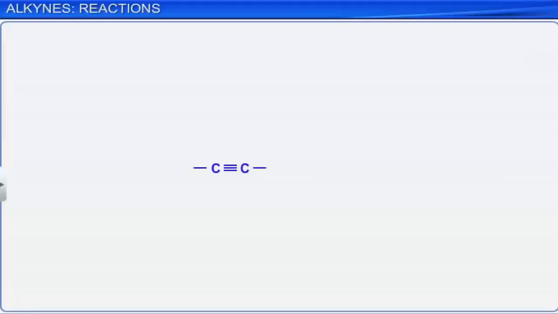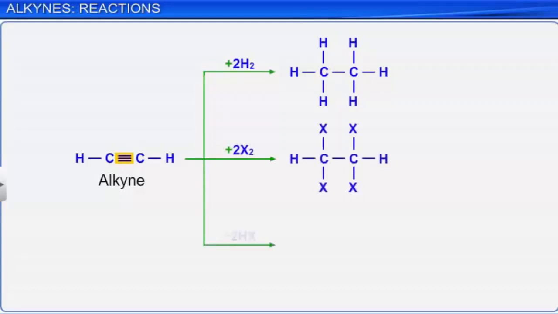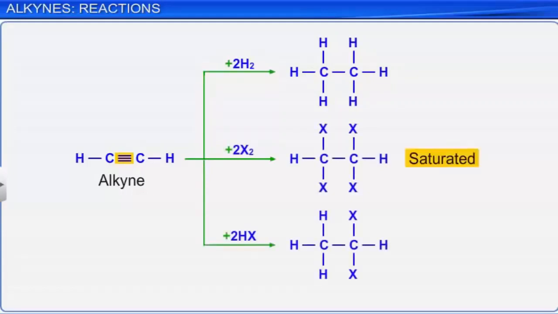The addition reactions in alkynes are electrophilic in nature due to the availability of loosely held pi electrons. As alkynes contain a triple bond, during an addition reaction, they add two molecules of dihydrogen, halogen or hydrogen halides to form a saturated molecule.